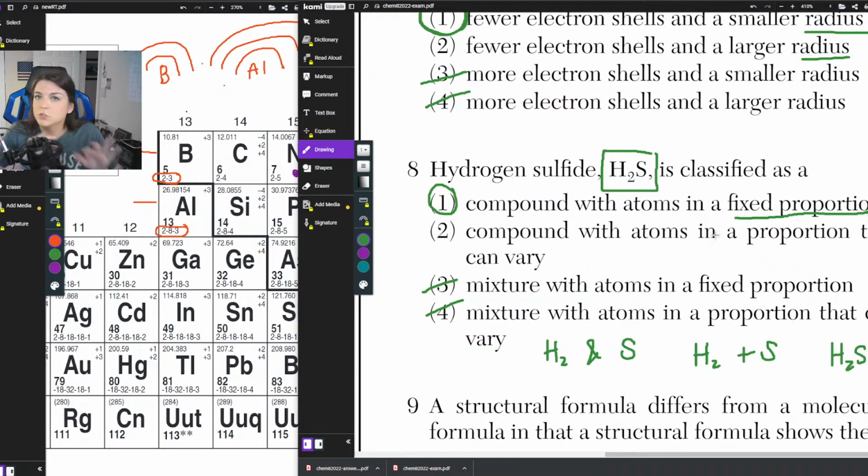So compounds do not do that. In water, for every 2 H's, there's 1 O. In every sodium chloride, there's a 1-to-1 ratio. That's what the fixed proportion is. That is what makes it a compound. For that reason, they're also pure substances.